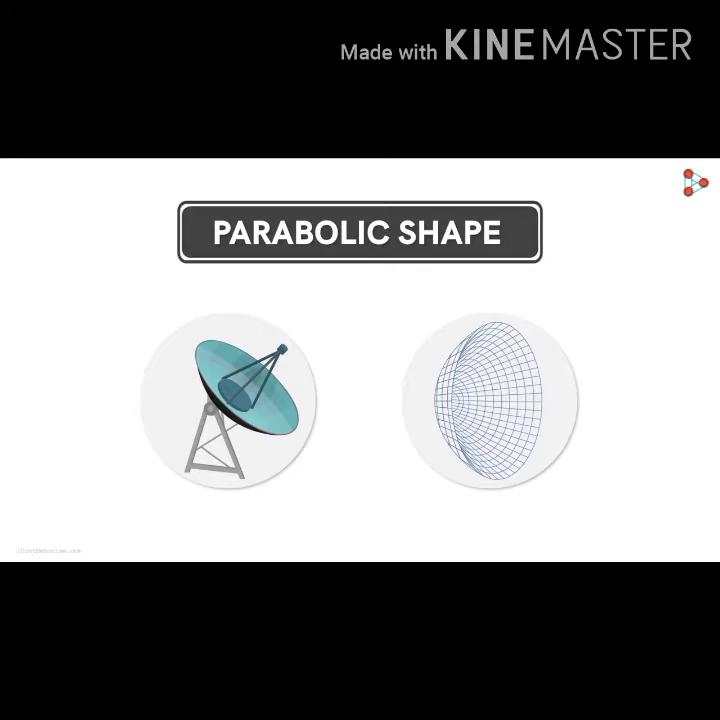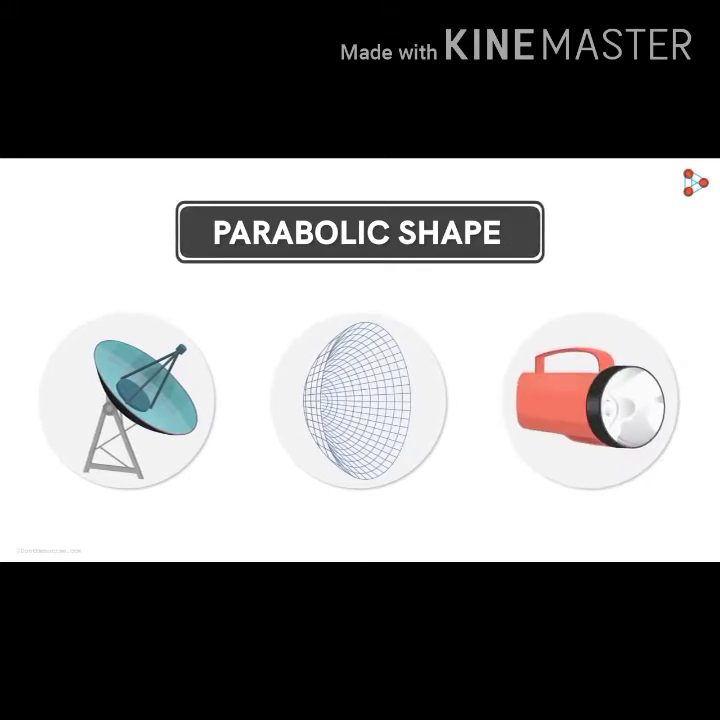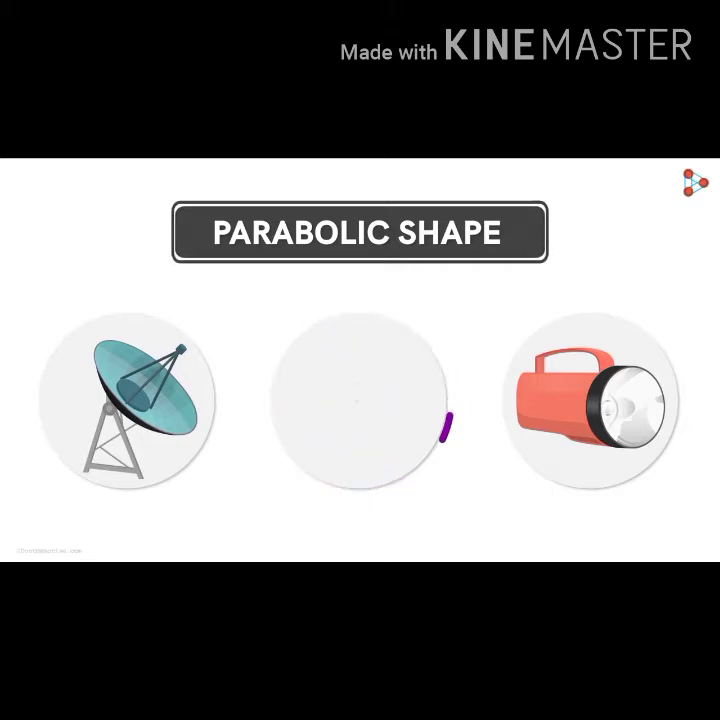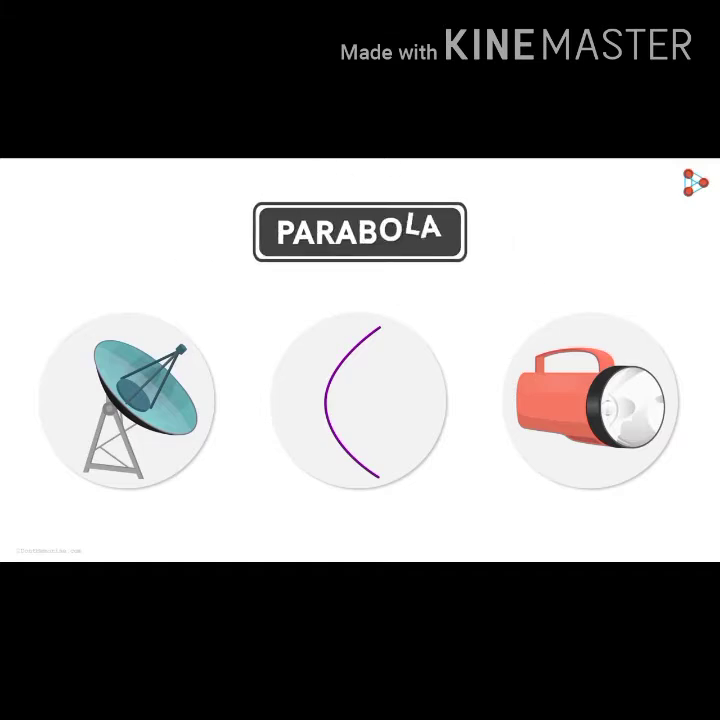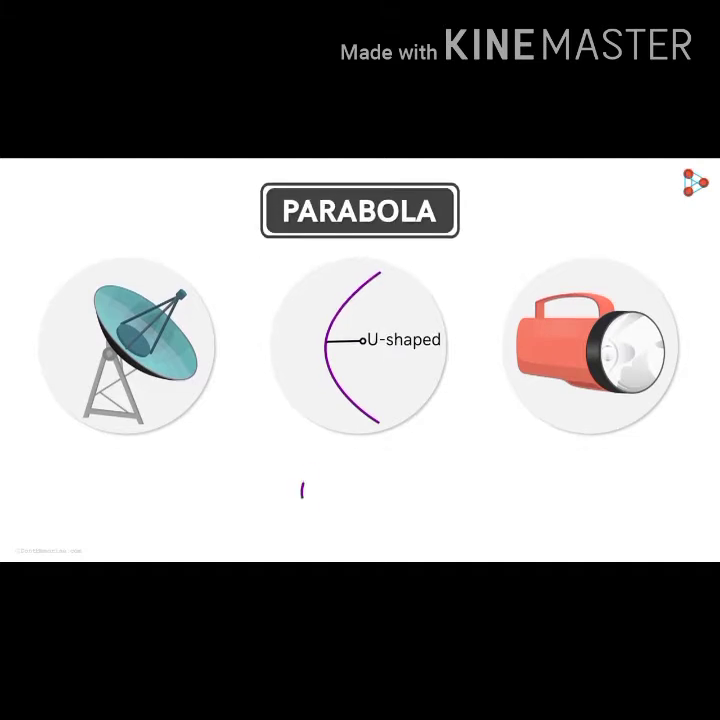One of them is the mirror used in a flashlight. It's also made of this type of a curve. Let's consider one of all these curves. Such a curve is called a parabola. In this video, we will understand what exactly is a parabola. We can see that a parabola looks like a U-shaped curve, but every U-shaped curve is not a parabola. A parabolic curve has specific properties that make it a parabola.